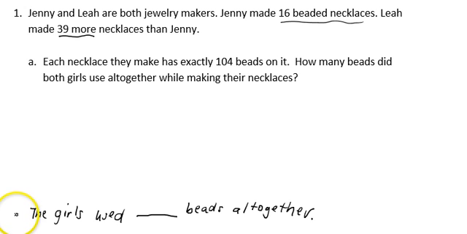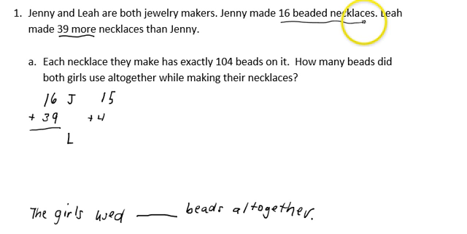Well, to find that total, I know I need to find how many necklaces Leah made, so we'll start there. If Jenny made 16 necklaces and Leah made 39 more, I know that I can add 39 to 16 to find out how many necklaces were made by Leah. In order to do this type of addition, though, I'm going to adjust my problem. I'm going to think of it as 15 plus 40. This is called compensation addition. I've taken 1 from the 16 and I put it on the 39 to make 40. That allows me to do this addition easily in my head, and it prevents careless errors from being made.